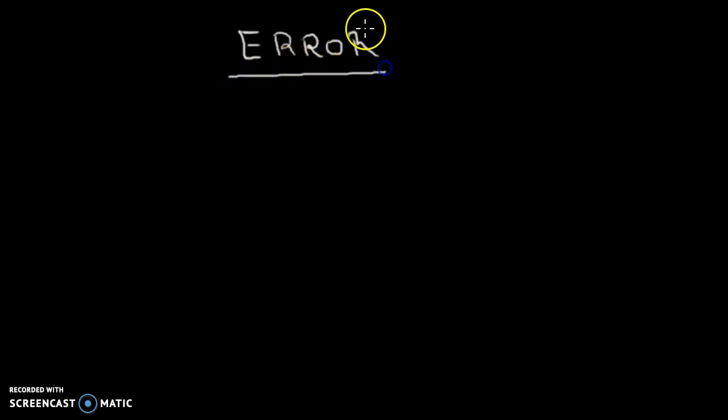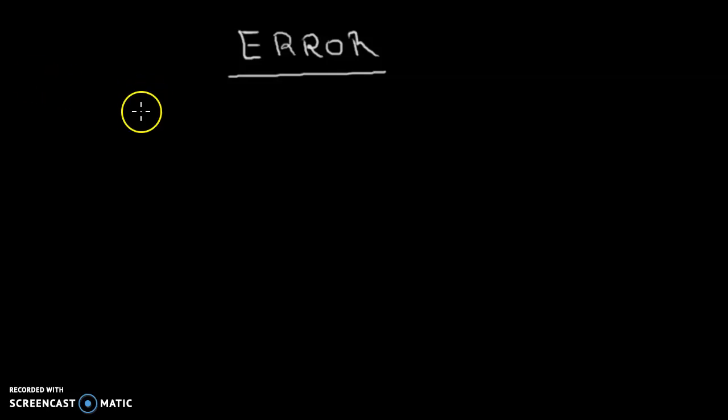So guys, next chapter is error. Which is an important chapter and an easy one as well. People generally don't talk of it, but many questions have been asked from it in the past. So which makes it an important one.